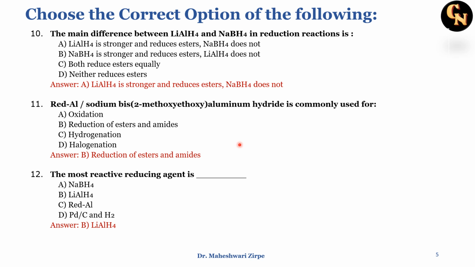Now the next is Red-Al, sodium bis(2-methoxyethoxy)aluminum hydride, is commonly used for dash. So the correct option is B, that is reduction of esters and amides. Basically, to reduce esters and amides we can use Red-Al, sodium bis(2-methoxyethoxy)aluminum hydride. Okay. Now the next one: the most reactive reducing agent is dash. So the most reactive reducing agent is lithium aluminum hydride among the given options.